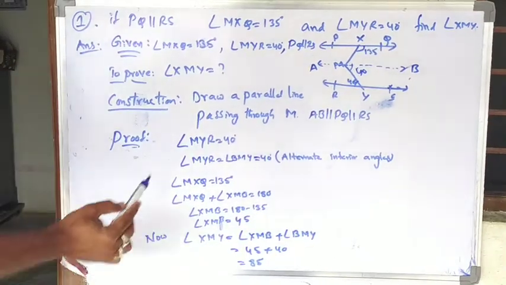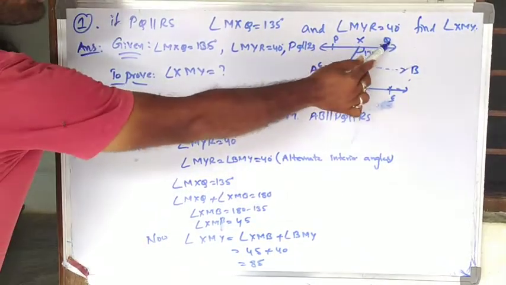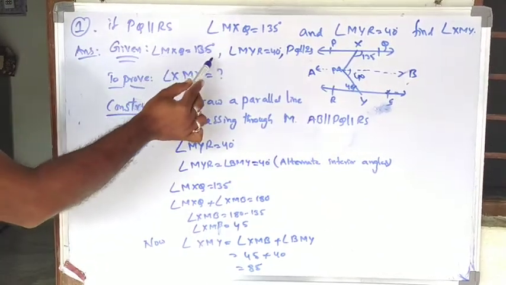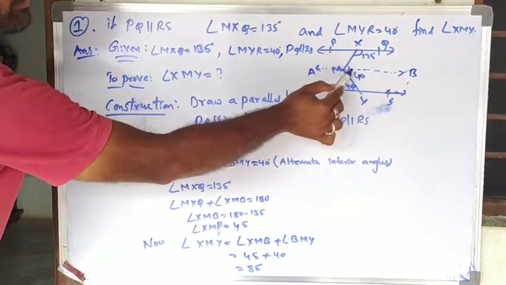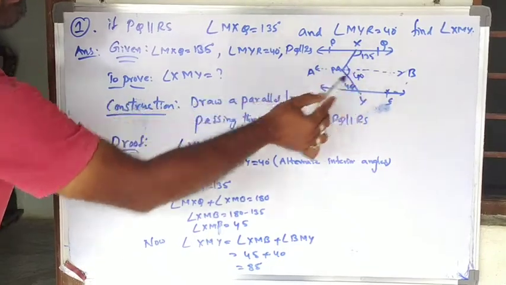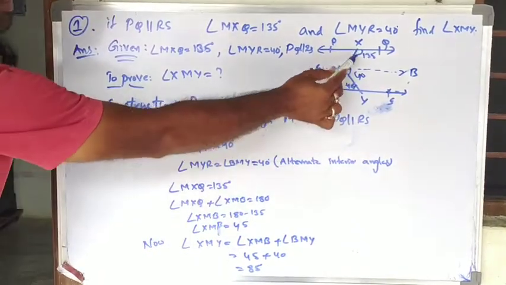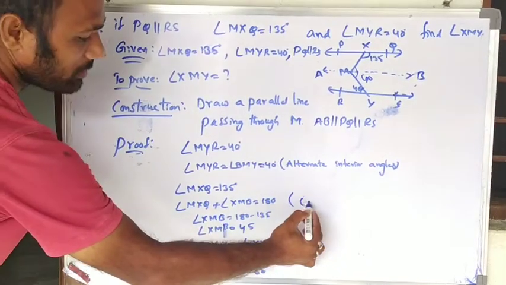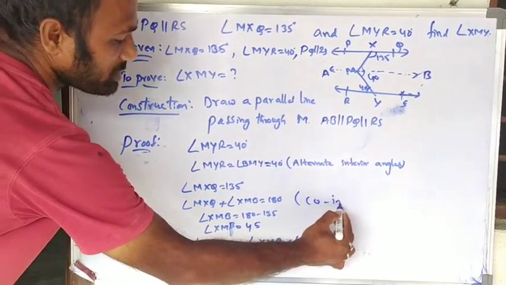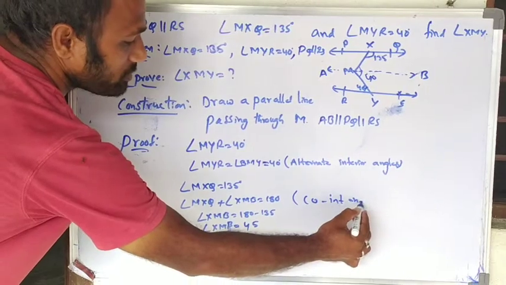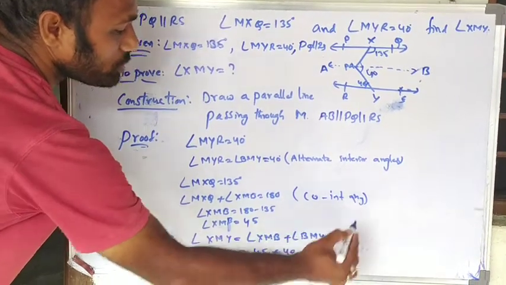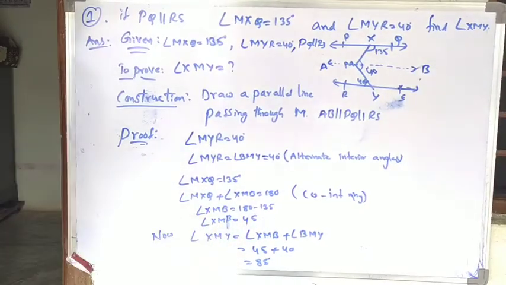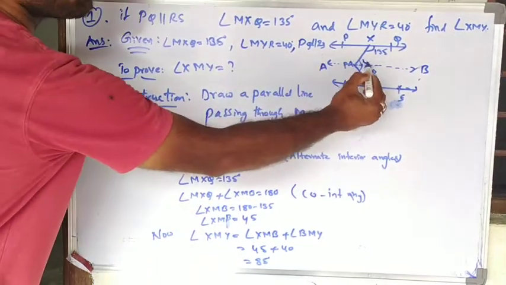And if you observe this, angle QXM is given as 135 degrees, and this XMB we need to find out. These two form co-interior angles. Co-interior angles add up to 180 degrees. So 180 minus 135 will be 45 degrees. So this will be 45 degrees.